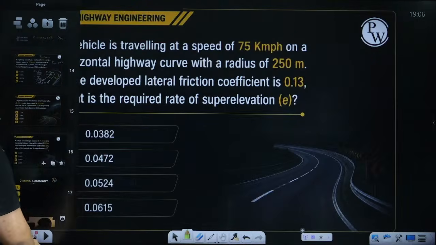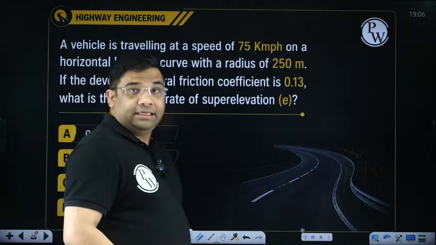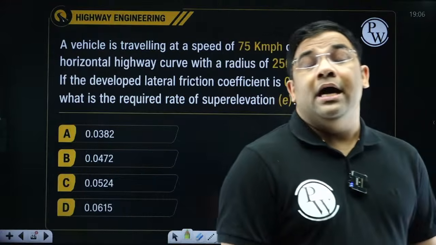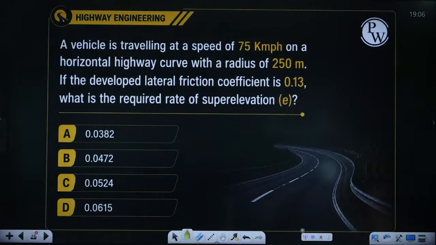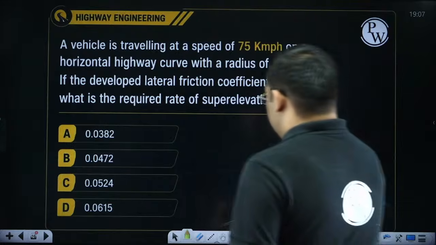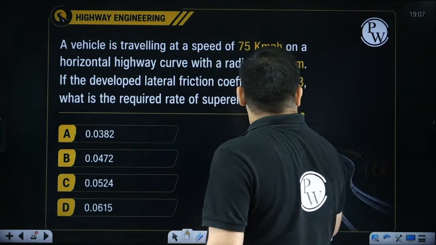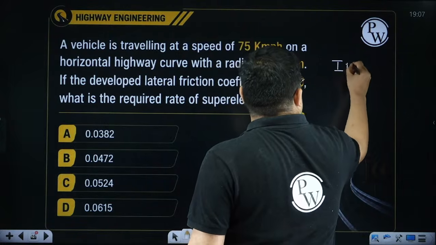Let us solve another question. This is another interesting question. You see this, what is written? A vehicle is traveling at a speed of 75 km per hour. The horizontal highway curve has a radius of 250 meter. The developed lateral friction coefficient is given and the required rate is given. Now here you see it is not as per IRC. Here they have not asked the question as per IRC.